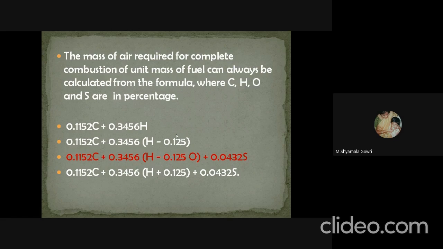The mass of air required for complete combustion of unit mass of fuel can always be calculated from the formula, where C, H, O and S are in percentage. The formula is 0.1152C plus 0.3456 into (H minus O/8) plus 0.0432S.